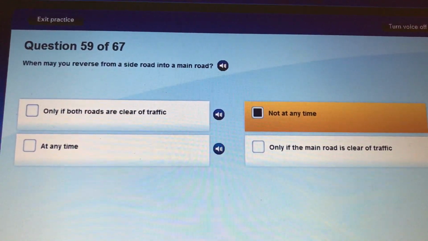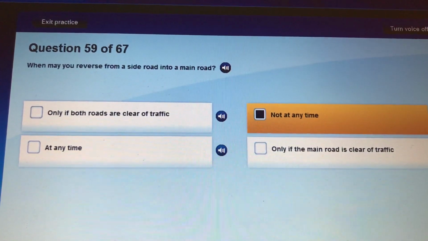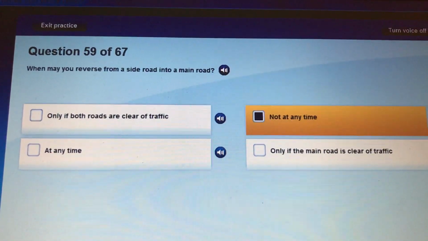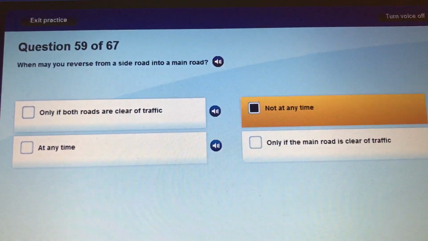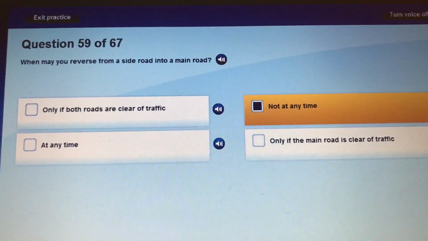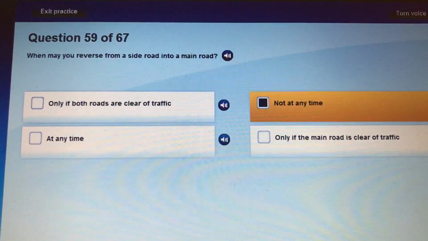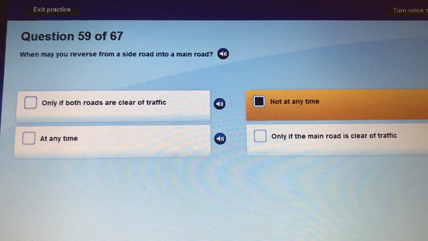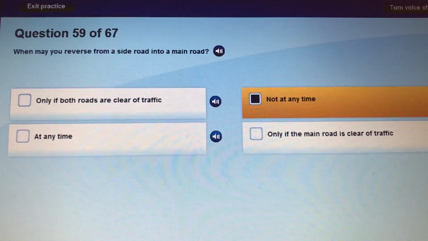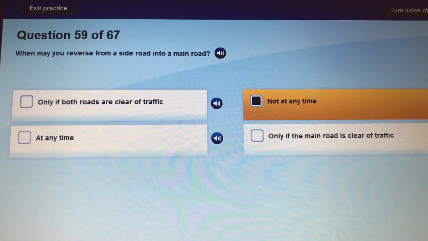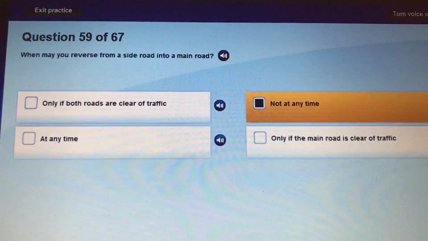When may you reverse from a side road into a main road? Not at any time. It is dangerous. We do not reverse on a main road. If you don't understand reverse maneuver, you should book your driving lesson with your instructor, and they will teach you how to reverse, okay?